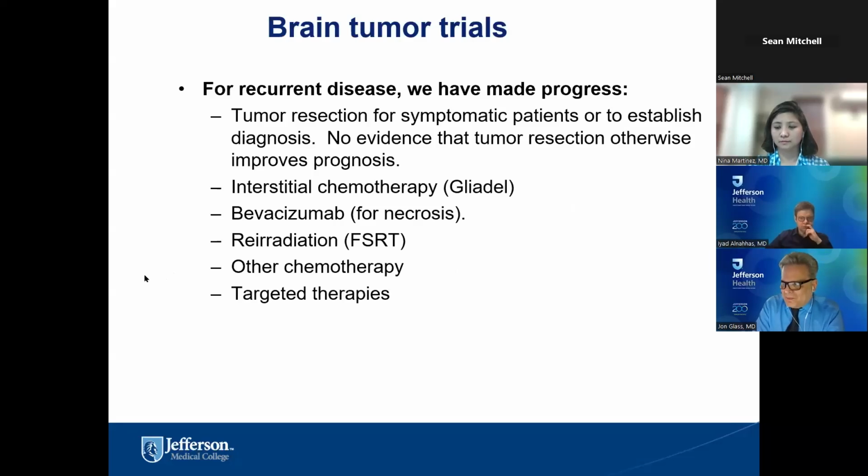So for recurrent disease, we haven't made as much progress, particularly with glioblastoma, but with others we've seen some benefit from tumor resection, maybe some benefit from tumor resection at least in terms of symptom management, from interstitial chemotherapy, Gliadel wafers or BCNU wafers, bevacizumab or Avastin, reirradiation, other chemotherapies and targeted therapies.